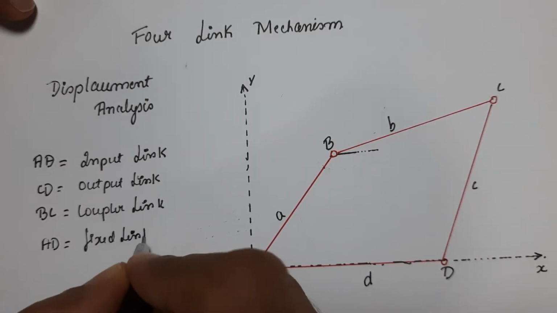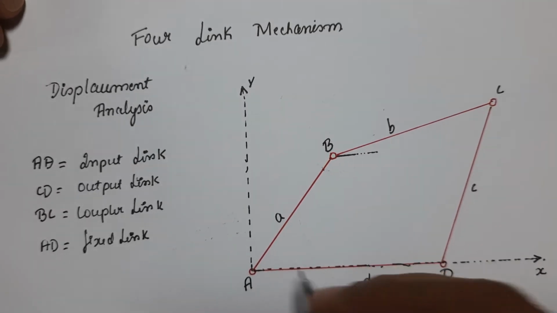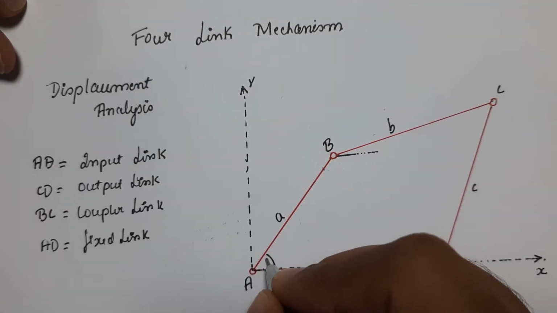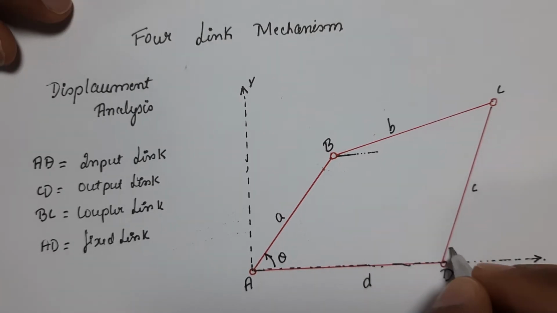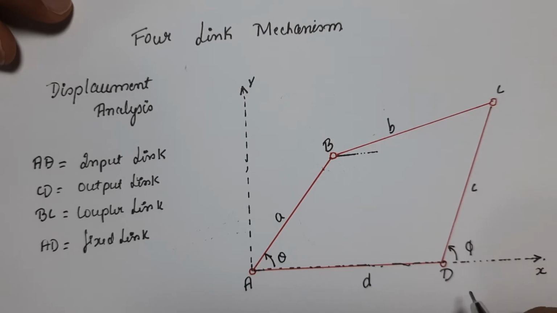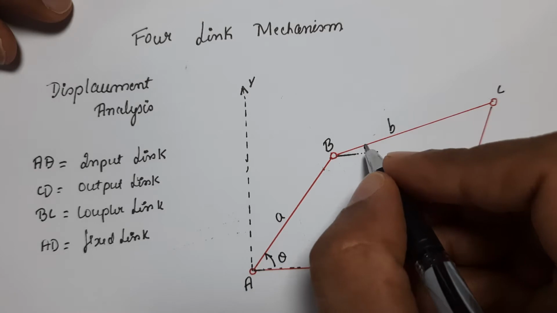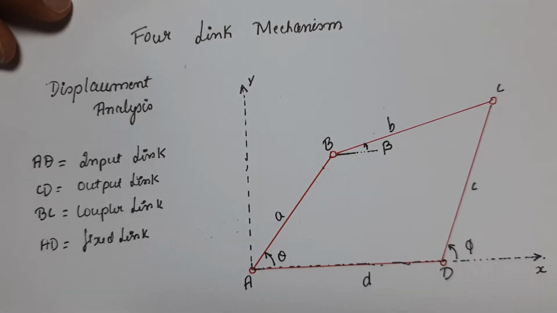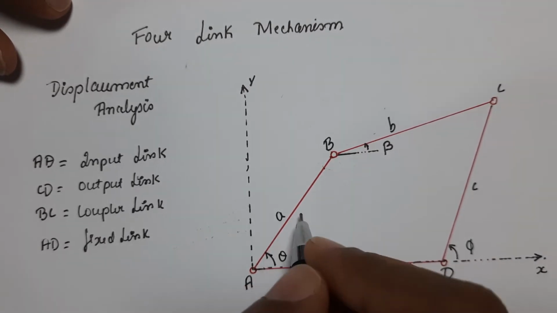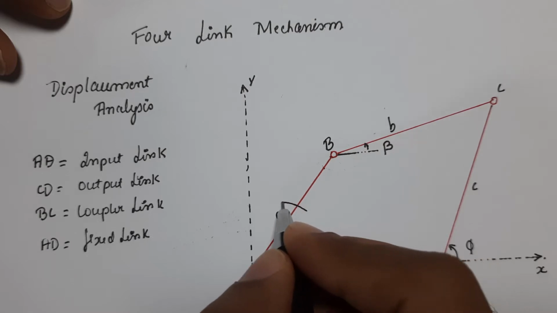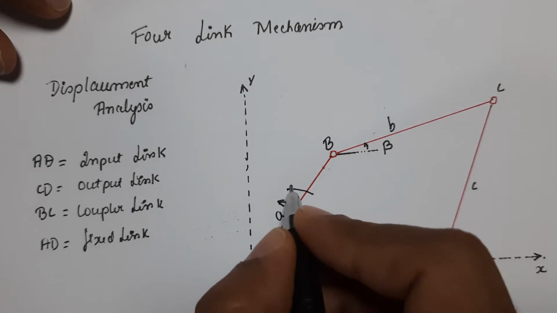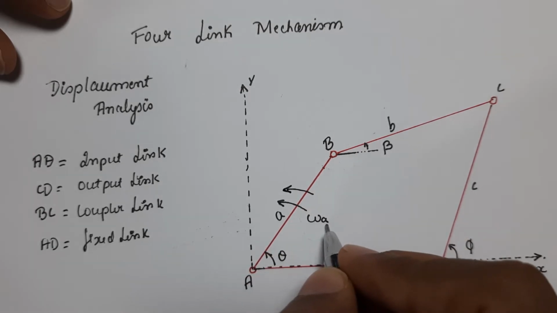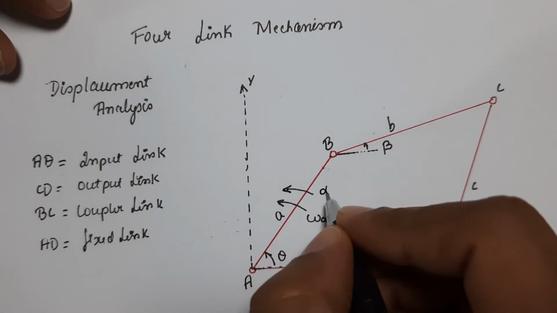fixed link here. Now the position of the input link is given as theta, the position of the output link will be given as phi, and displacement of this coupler link, it will be given in form of beta. Okay, now the angular velocity of the input link will be given as omega A, and the angular acceleration will be given as alpha A.